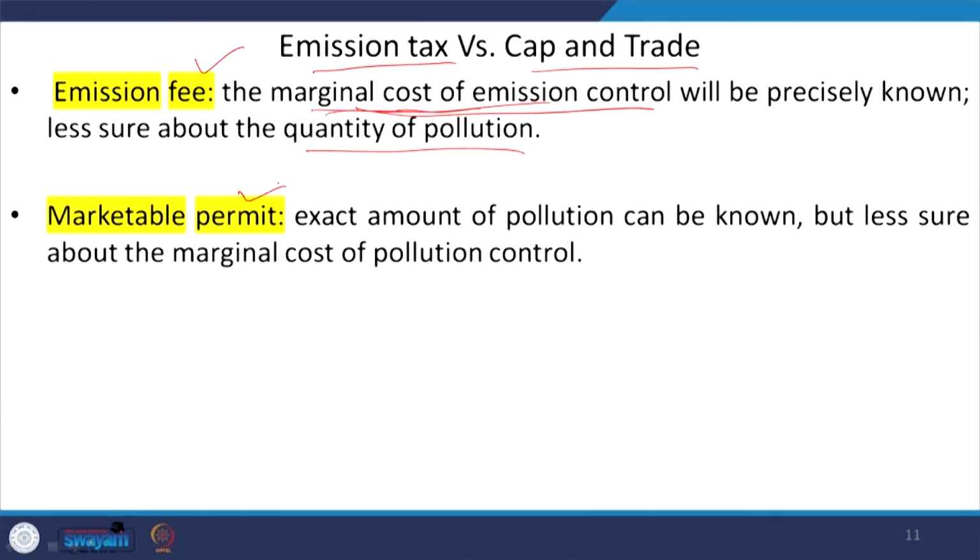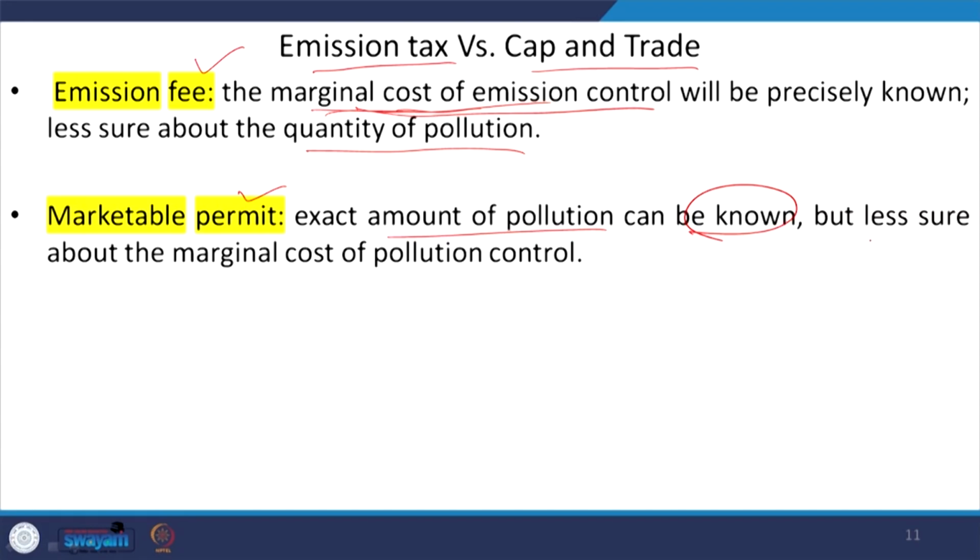Whereas, in case of marketable permits, you can just remember what happens here: the upper limit or the permission for the pollution is granted, right. So, that means the amount of pollution can be known, but which one would be lesser known?